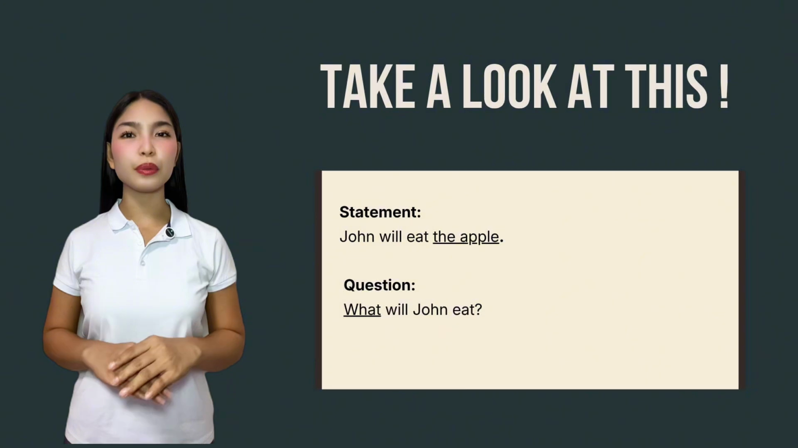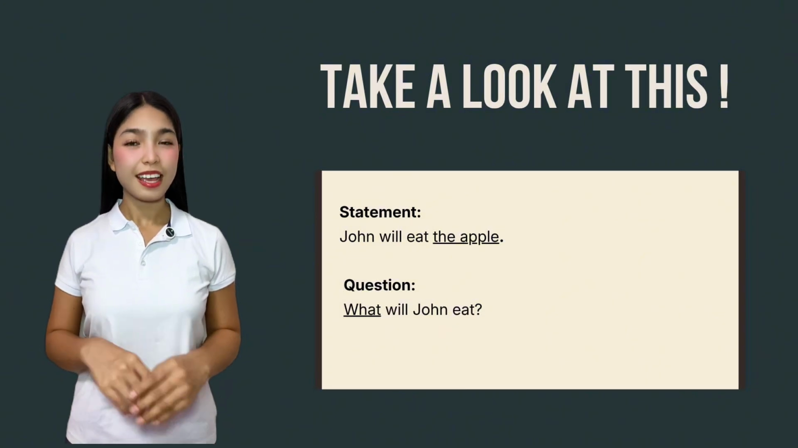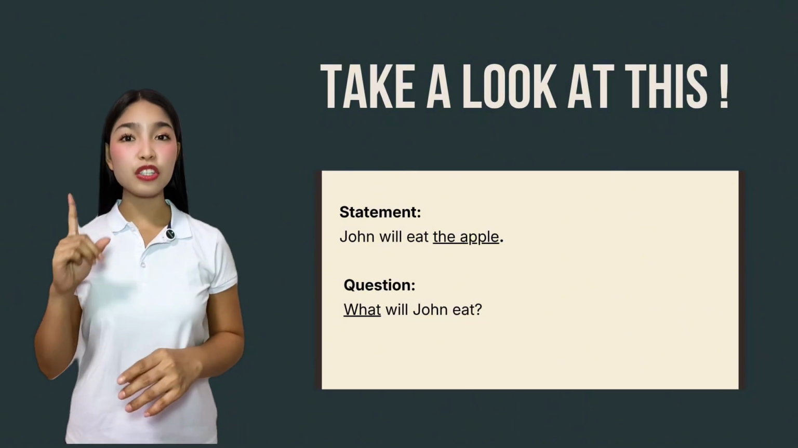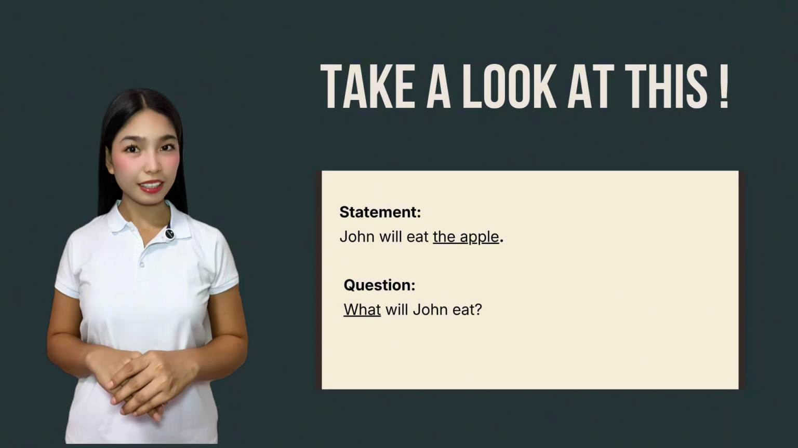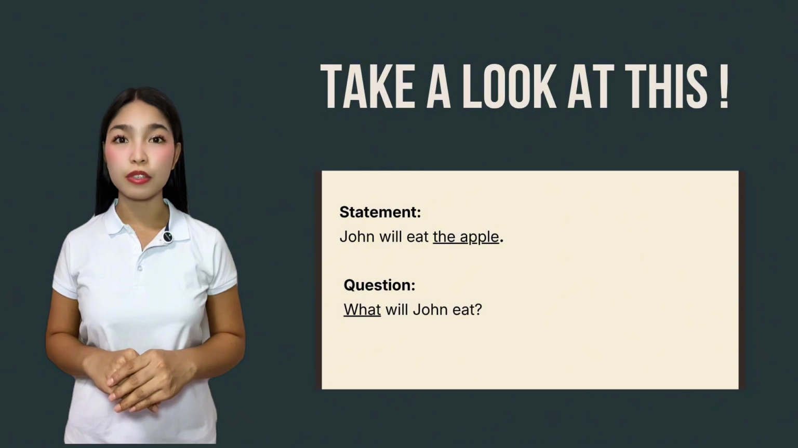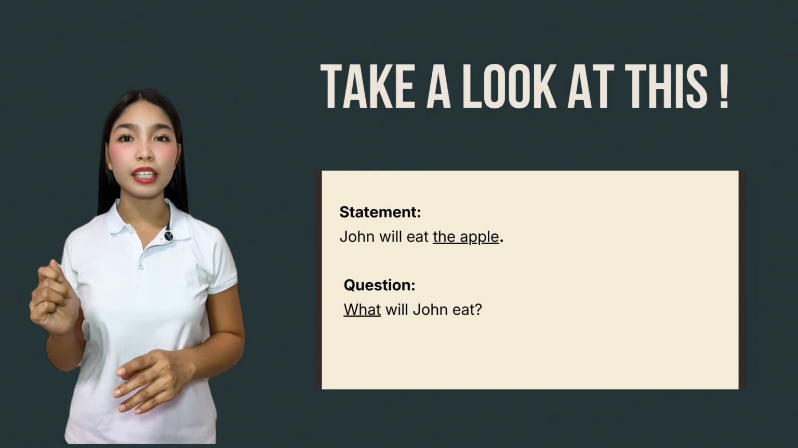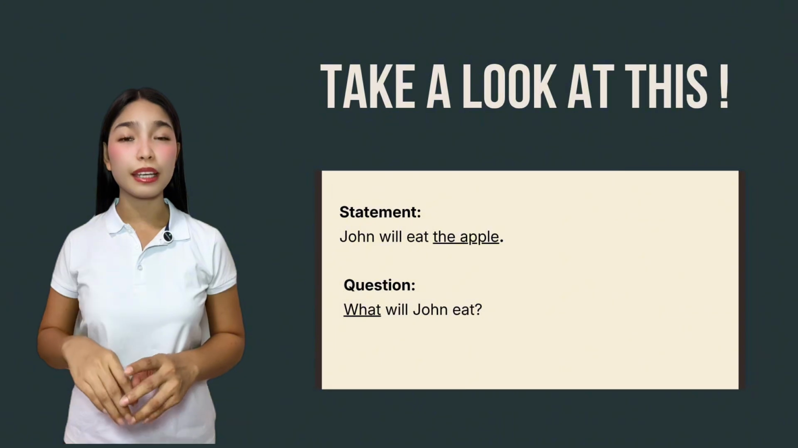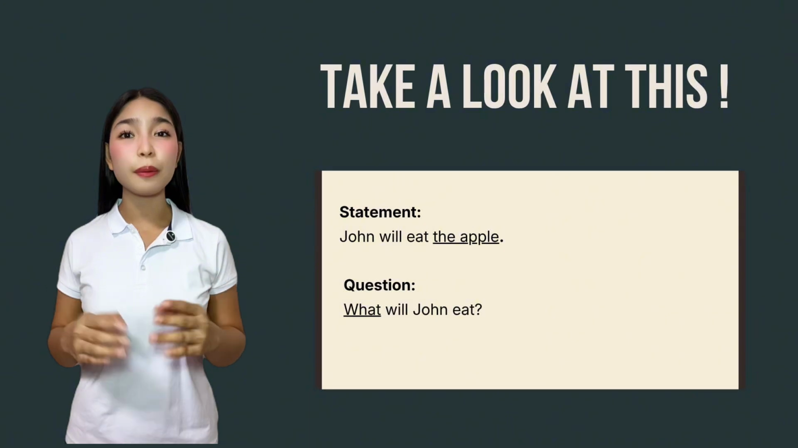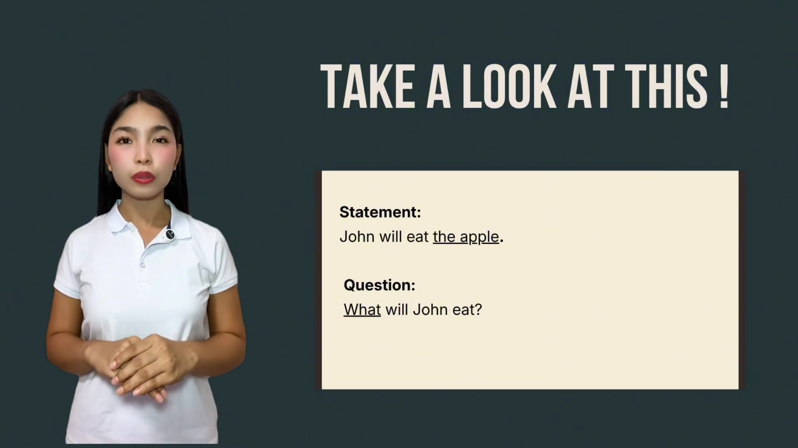Now let's look at these two sentences. For the statement, John will eat the apple. And the question will be, what will John eat? Notice that the word what originally comes from the object position, John will eat what, but it moves to the beginning of the sentence to form a question. So as you can see, the meaning stays the same, only the position of the word changes, and this is what movement theory explains.